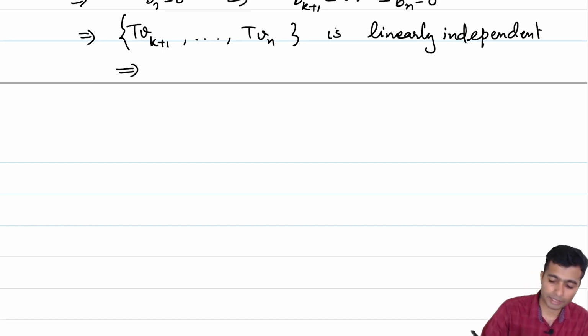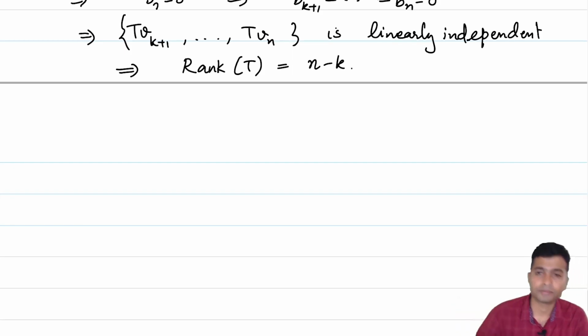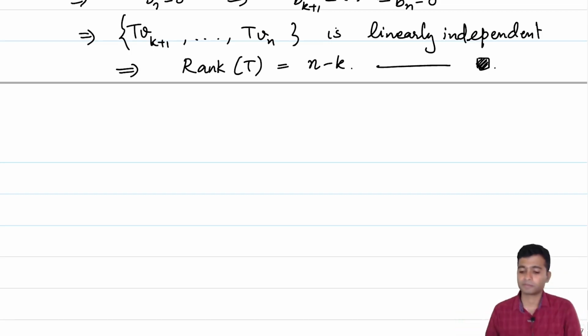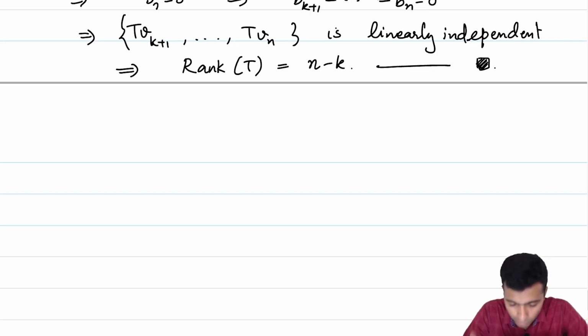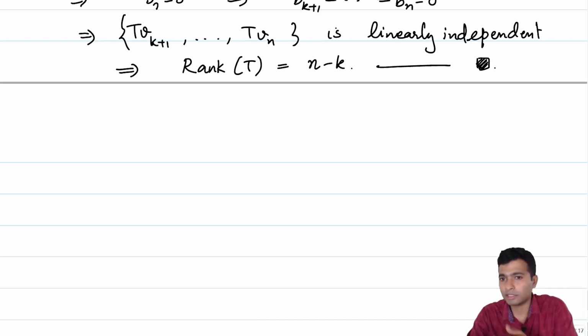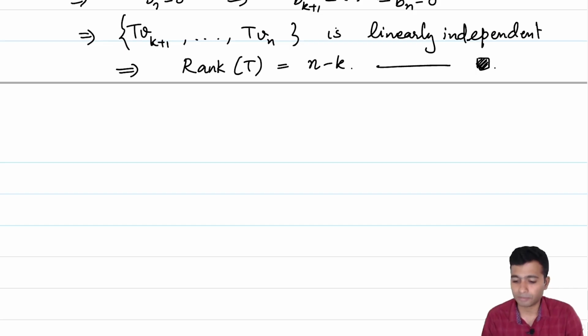And that implies rank of T is equal to n minus k, and that completes our proof. So this is one of the most beautiful examples of how a linear transformation helps us take information from our domain to our range and back.